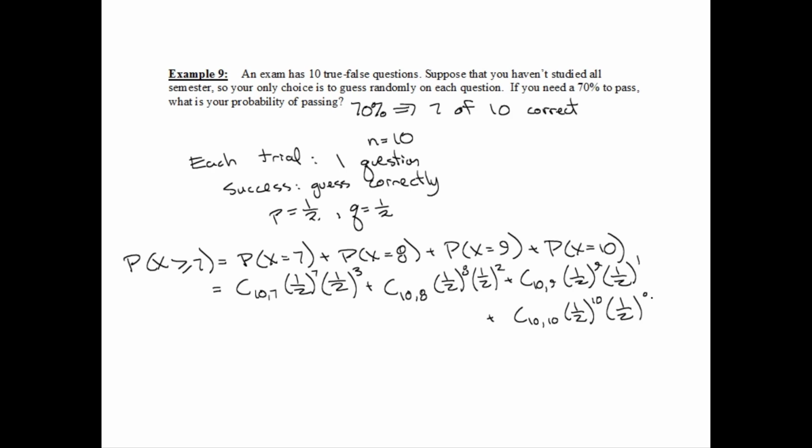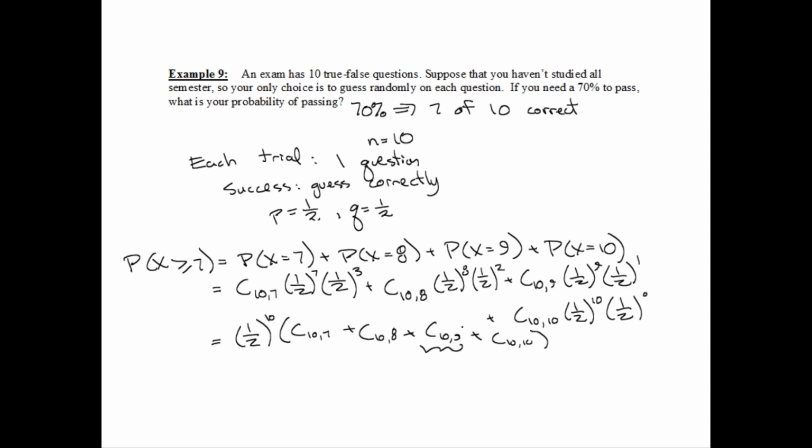Now, one thing that you can notice on this particular one, and the only time this will happen is when both of our probabilities are 1/2, notice in each term we have 1/2 raised to the 10th. In other words, we can factor out 1/2 raised to the 10th out of the whole thing. And then here we're going to have combination 10, 7, combination 10, 8, combination 10, 9, and combination 10, 10.